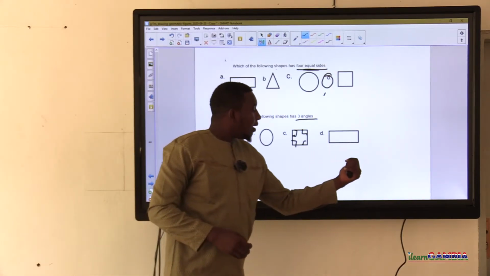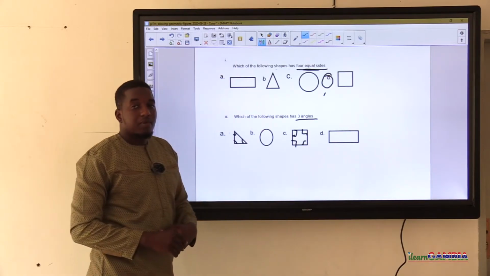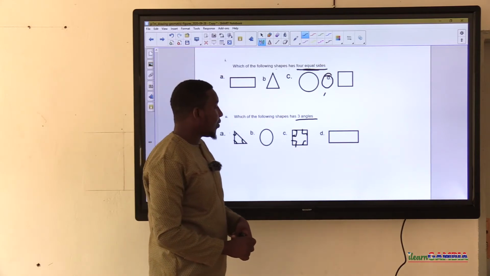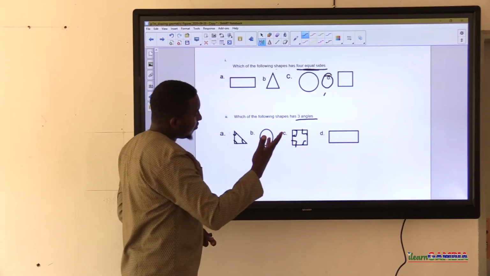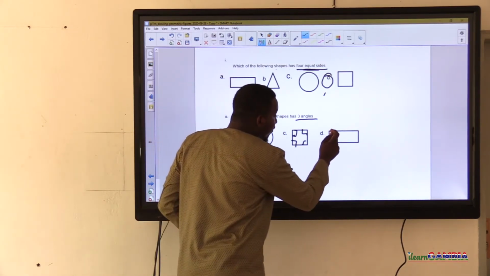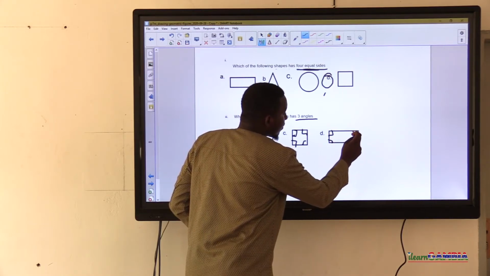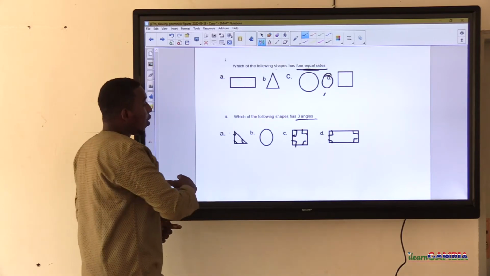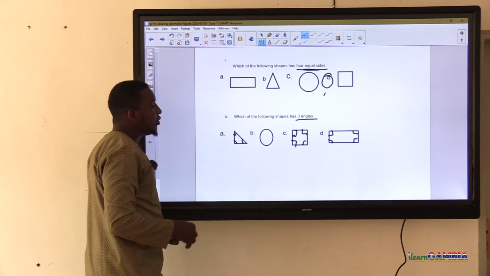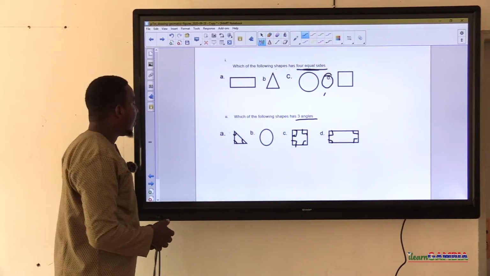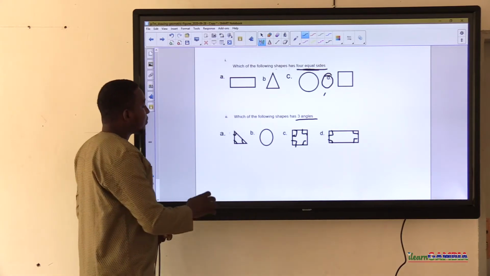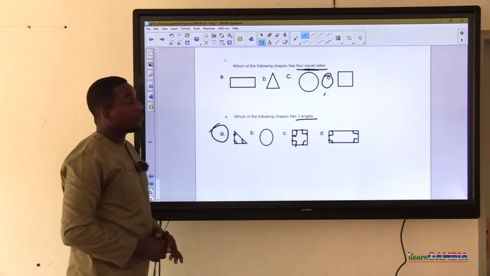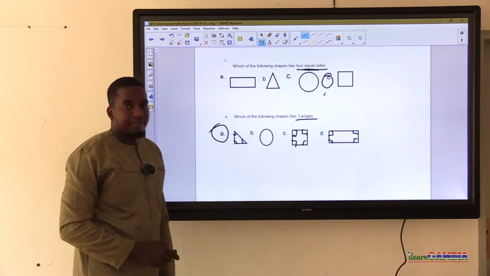Then option D is a rectangle. Well, it has 4 sides and also 4 angles. So if you look at all these shapes, which one of them has 3 angles? The correct option here is going to be option A. That is a triangle that has 3 angles.